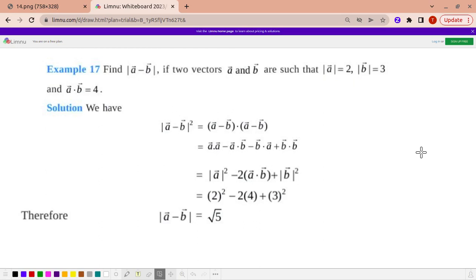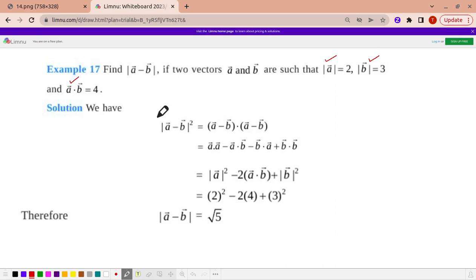So dear students, here the question is to find mod A minus B of two vectors A and B, such that it is given that mod A equals 2, mod B equals 3, and A dot B equals 4. It's a slightly different type of question where you cannot use an exact formula we have learned directly, but it is based on that.